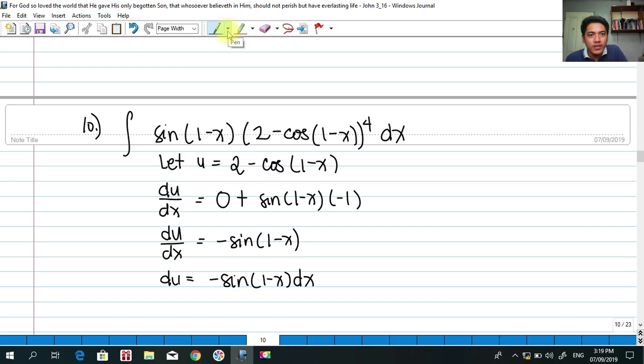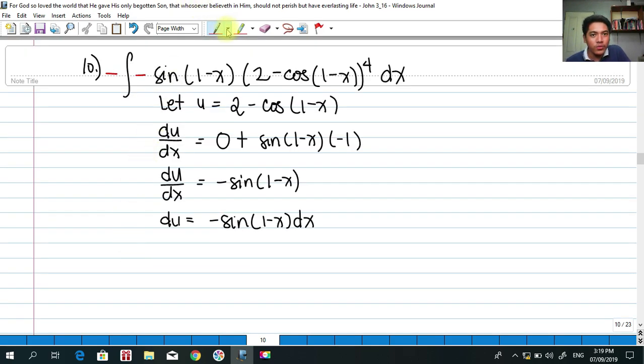It so happened that in this integral, we must offset a value of negative 1 because our du is negative sine(1 minus x) dx. So we have to put a negative sign outside the integral, because this is technically negative 1, and the reciprocal of negative 1 is still negative 1. So we can now perform the U substitution. The integral of U, which is 2 minus cosine(1 minus x), raised to 4, multiplied by the du, which is negative sine(1 minus x) dx.